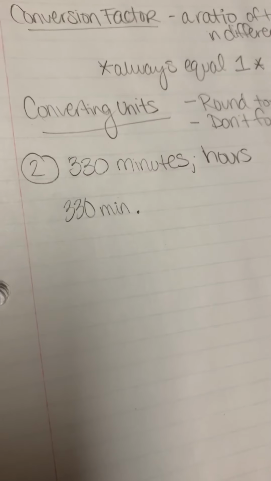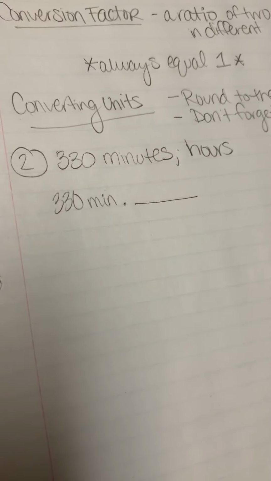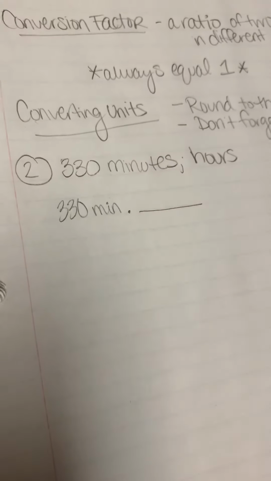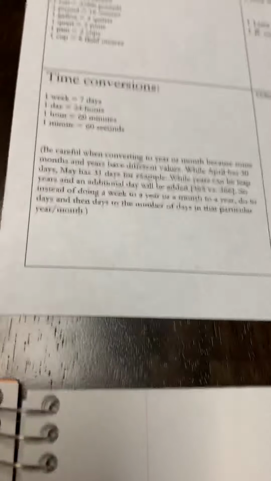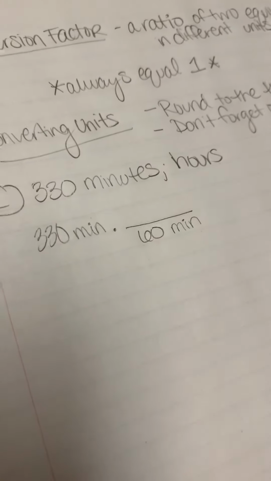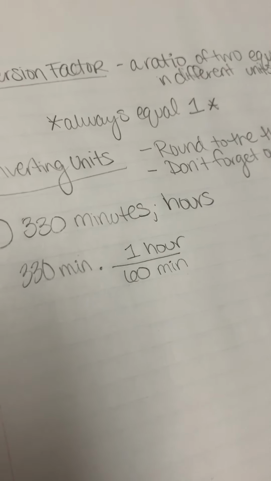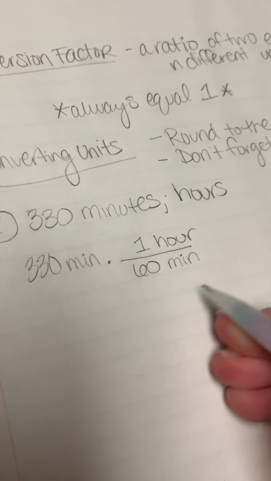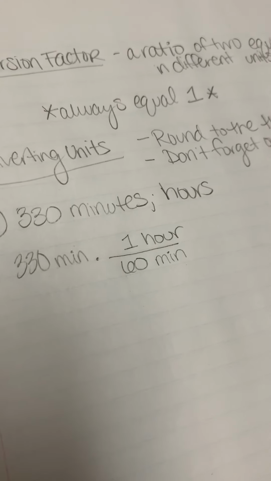When I'm going back here, I want minutes to be eliminated. So in order for minutes to be eliminated, I need the minutes unit to be in the denominator of my conversion factor. Well, how many minutes did I say? That was 60 minutes. So 60 minutes is equivalent to 1 hour. So this is an example of a conversion factor. 1 hour is equal to 60 minutes. Those are congruent to each other.